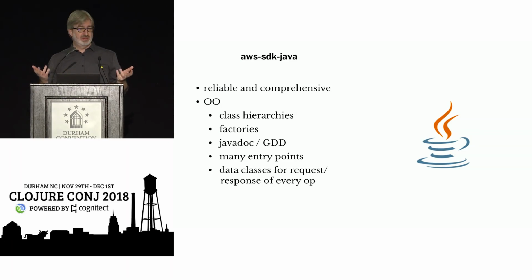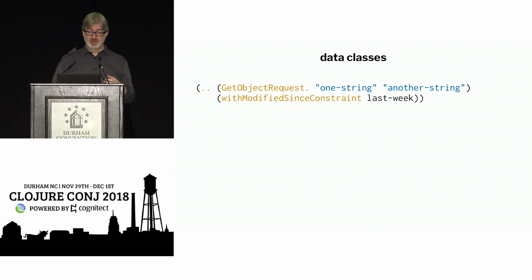But it's object-oriented, and that means it's got all the things that object-oriented brings to the table. It's got class hierarchies that we don't really care about or want to know about. You have factories to make things. JavaDoc, which leads to this development style called Google-driven development. Tons and tons of entry points. And you end up with these data classes for every request that you're going to make, every different kind of request, and the response as well. And so there's a lot to learn about.